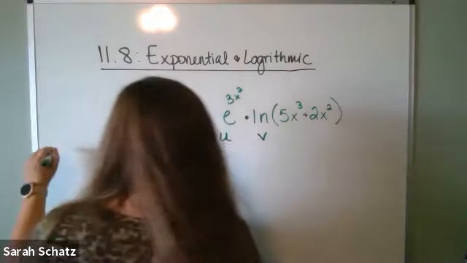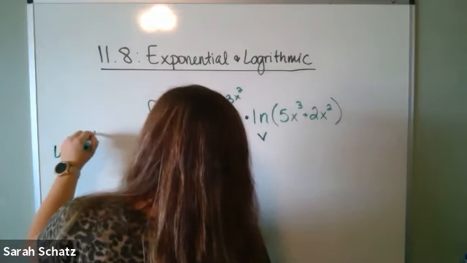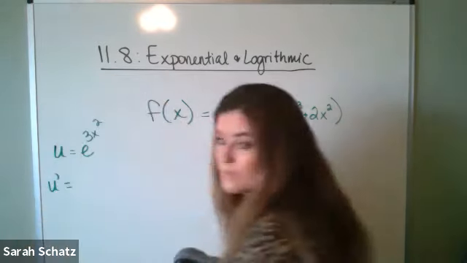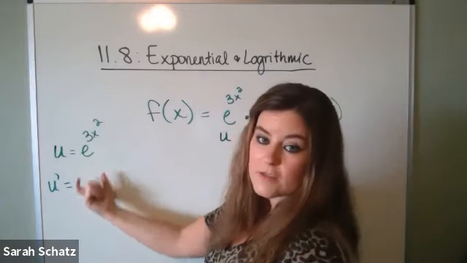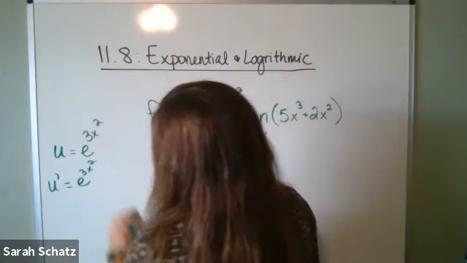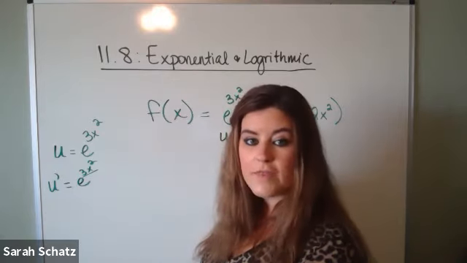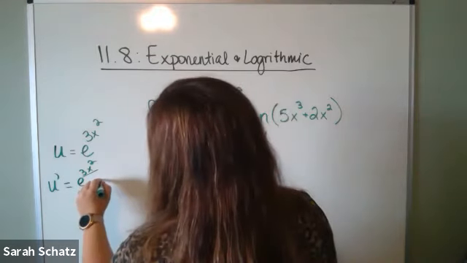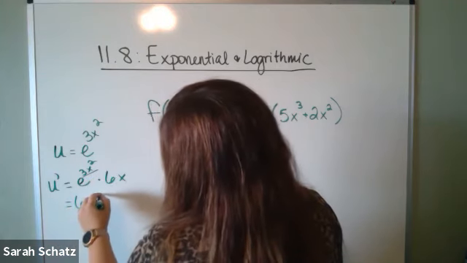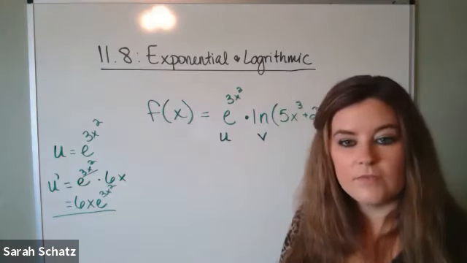Okay, so let's go over this side and find all our derivatives. So if u is e to the 3x squared, then the derivative of u, remember how this works, this e term comes down exactly the same. So you're going to have e to the 3x squared, but then you're going to have to multiply by the derivative of that exponent. The derivative of 3x squared is 6x. So you're going to end up with 6x e to the 3x squared. This is du. That's the derivative of u.